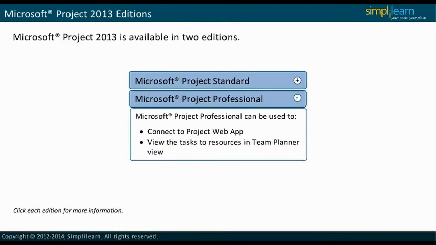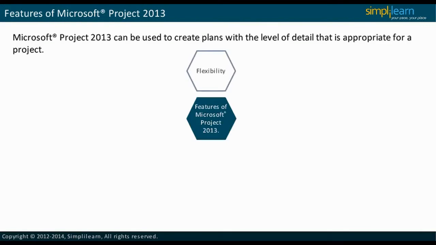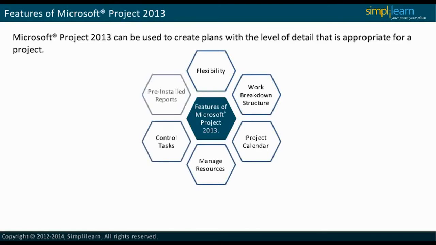Microsoft Project Professional also includes enhanced tools such as the Team Planner view. A project manager can view the assigned or unassigned tasks of resources. This view can be used to identify potential problems before they can impact the schedule of the project. The features of Microsoft Project 2013 will be covered in the next slide. Microsoft Project 2013 can be used to create plans with the level of detail that is appropriate for a project. Some of the important features of Microsoft Project 2013 are explained in this slide. Click the features for more information.